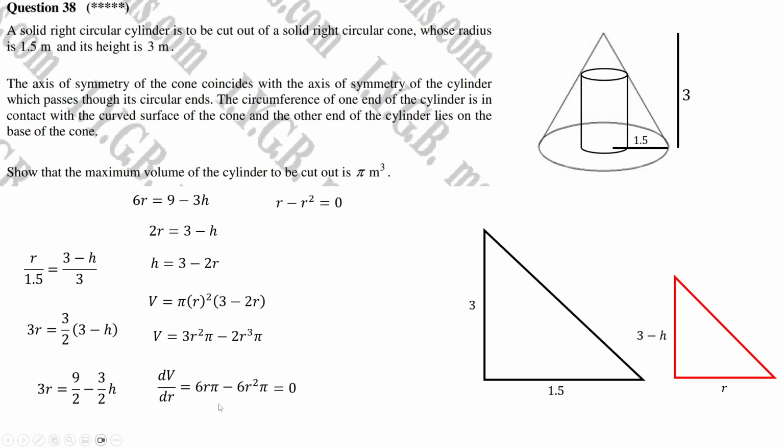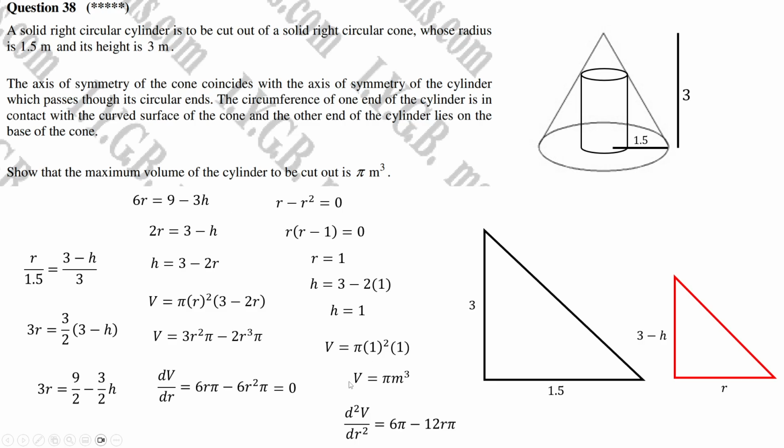So the pi's cancel, some r's cancel. R is not going to be 0. You can just factorize it like this and say you've got two solutions to this specific equation here. R equals 0, R equals 1, but it can't equal 0 because it's a length. So R must just equal 1. We've got what the height is, so 3 minus 2 is just 1. So R is 1, H is 1. And then we've got pi r squared H for the volume of this cylinder. We know that H and R are both 1, so this is just pi. And that's done.